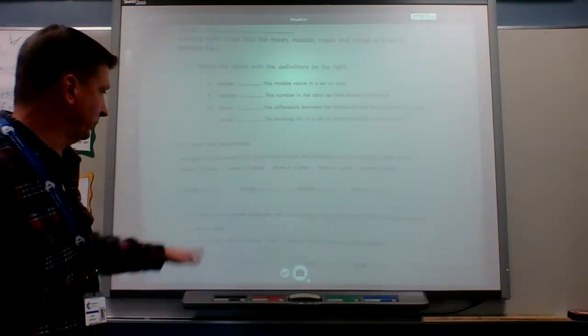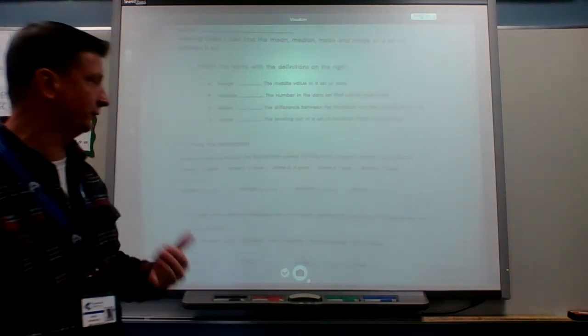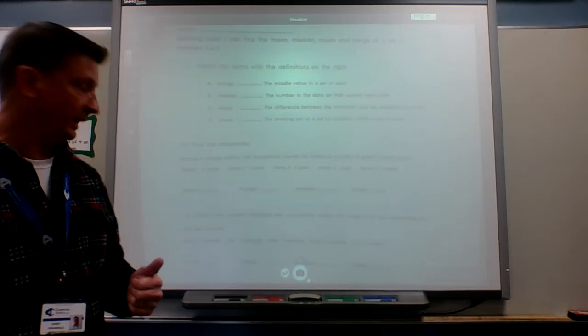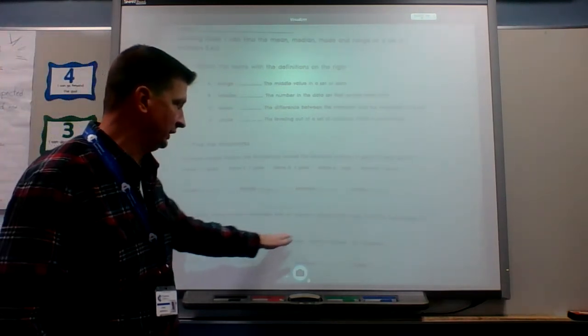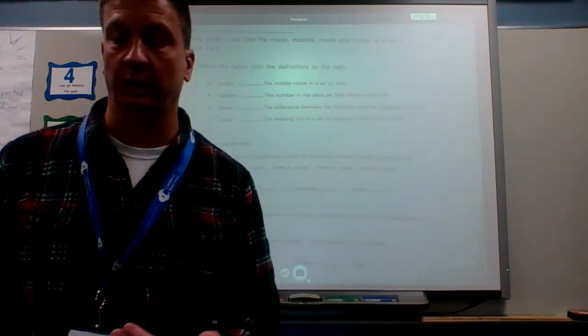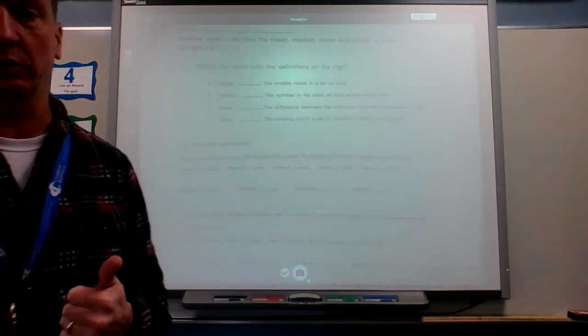As you work through it, here it says there's several messages on Sophia's phone for the week. Find the landmarks for that set of data. So it tells you how many messages each day of the week. Once again, you're going to find the mode, the range, the mean, and the median as you go through that.